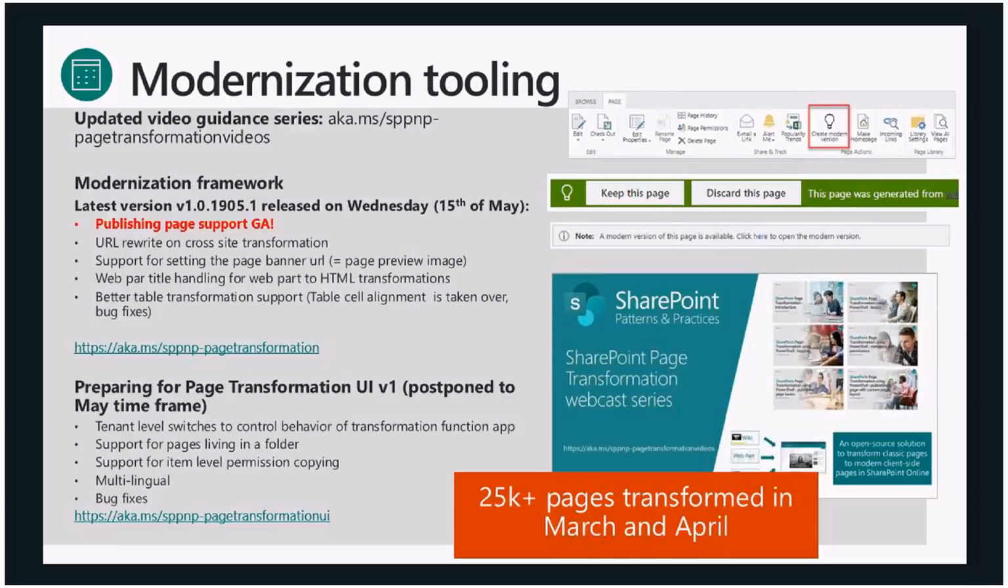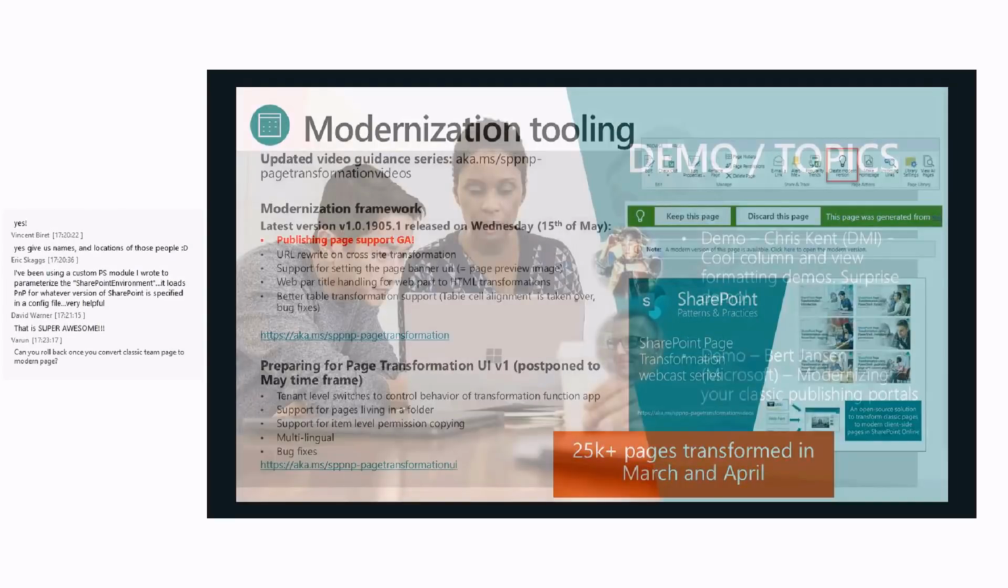Good. 25,000 pages transformed in March and April. That's actually a really good start, but we're expecting that to go skyrocketing at some point. But let's move to the demos.